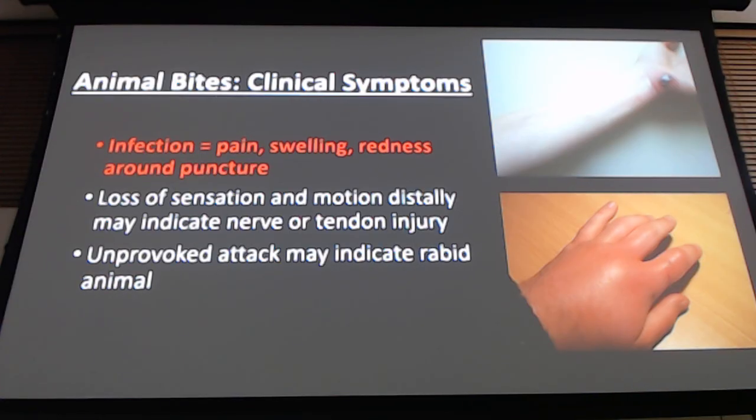They can have loss of sensation and motion distally, okay? It may indicate a nerve or a tendon injury, and an unprovoked attack, your book says, may indicate rabies or a rabid animal. Sure. Just make sure, again, you ask about the vaccination status, okay? Everybody sees that picture on the bottom right? Do you see a big, torn, gaping wound there? No, that's a cat bite, okay? That's exactly what they look like 6 hours later, okay?